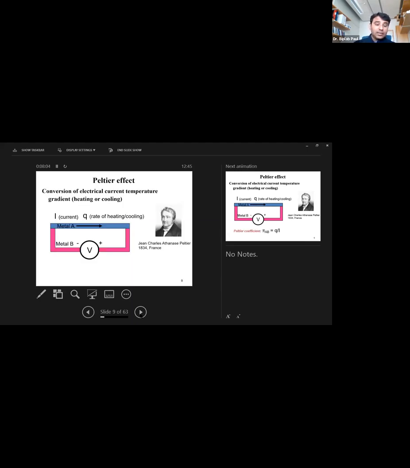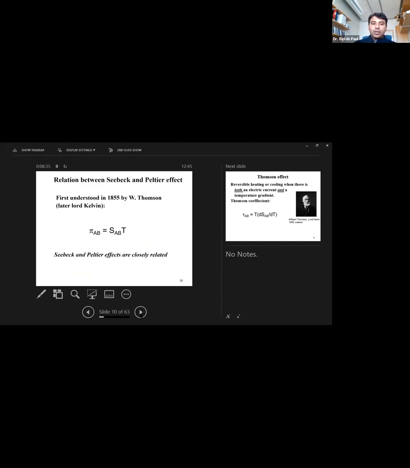Now I'm coming to the Peltier effect. Peltier effect is just the reverse of the Seebeck effect. When you pass current through this loop of two different metals, heat is generated at one junction and the other junction is cooled. If I is the current through this loop and Q is the rate of heating or cooling, Peltier coefficient is defined as the ratio of Q and I. Seebeck effect and Peltier effect are closely related, first understood in 1855 by William Thomson. And this expression shows how they are related.